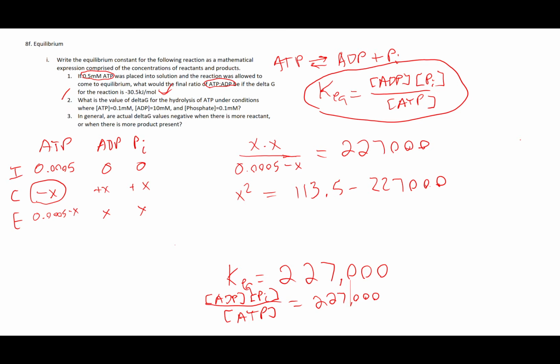Yep. All right, now we want to get all our terms on one side of this equation. Sorry, there's x. I left that off. All right, so we're going to subtract 113 from both sides and add 227,000x to both sides. So we're going to end up now with x squared plus 227,000x minus 113.5 equals 0. All right, now at this point we're ready to use the quadratic equation.